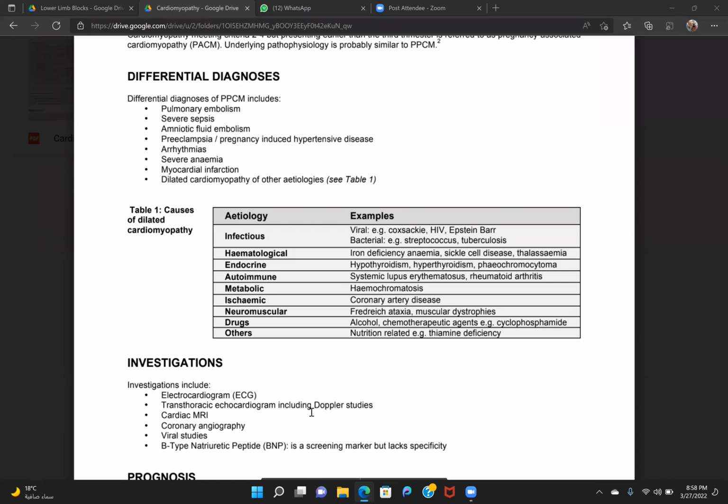So ECG, echo for diagnosis, cardiac MRI. These are specifically related directly to the cardiologist, but you should know what they are. What we have not discussed before is ANP and BNP. These are markers, which are used for diagnosis and also for prognosis. But they are only useful in combination with signs and symptoms, as they are not sensitive. But they are used as a tool to see the prognosis.